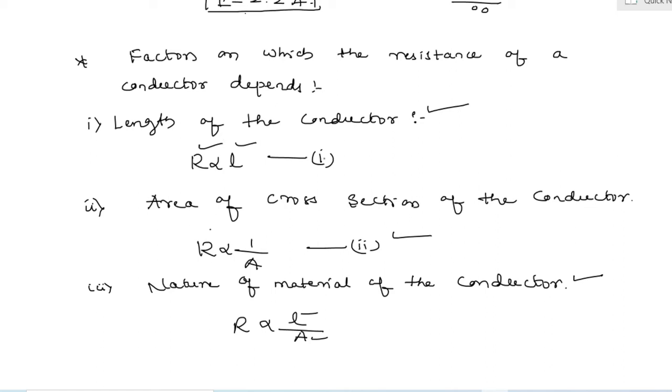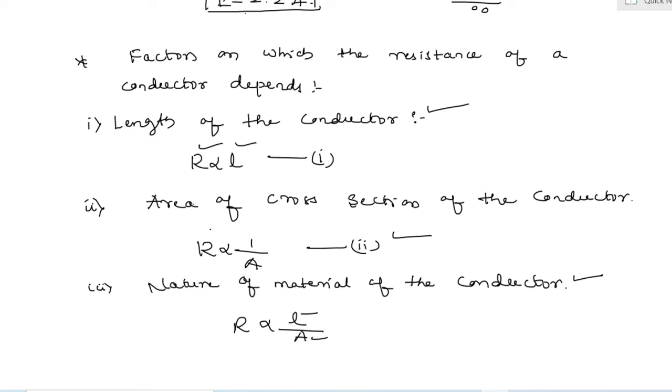Equation number 1. Since the resistance of a wire is directly proportional to its length, that is, when the length of wire is doubled or halved, then its resistance also gets doubled as well as halved. Yes, my dear students, it means the first factor is length of the conductor.